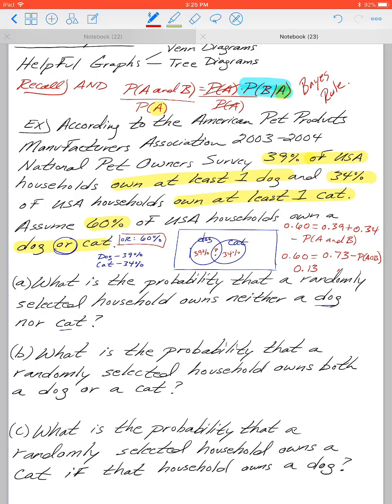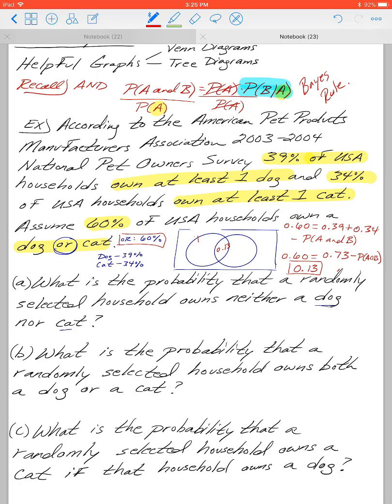So let's revise this picture a bit. Trying to make bigger bubbles there. That didn't work. There we go. Okay. Revising the picture, let's put 13% here in the intersection. And then we said dog would be over here on the left, and cat would be here.